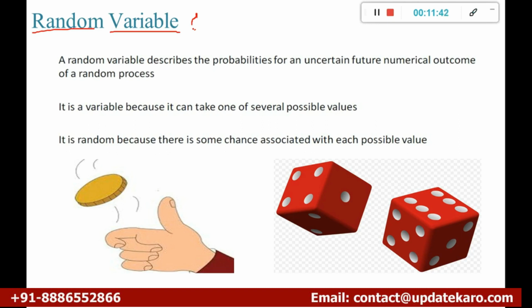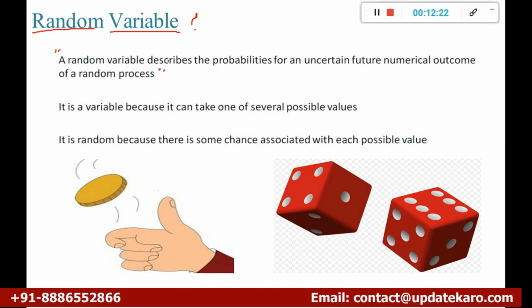So a textbook definition says a random variable describes the probabilities for an uncertain future numerical outcome of a random process. Now this is going to be a very confusing explanation of a random variable. It says a random variable describes the probabilities for an uncertain future numerical outcome. Uncertain future numerical outcome.